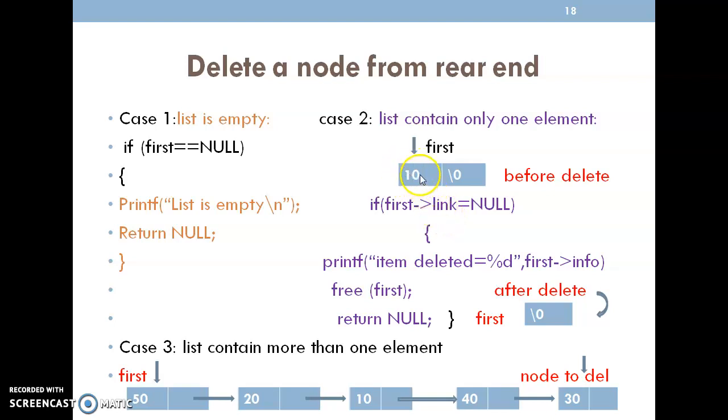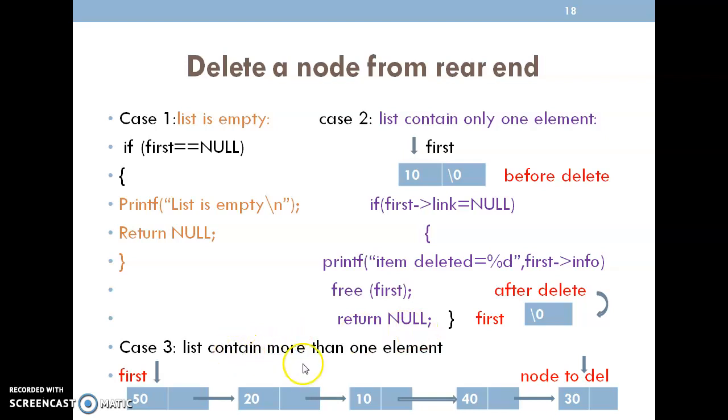Then delete this item from the first node. First pointer info that contains 10, delete it. Then free the first. This has been freed. This node has been deallocated. Then return null value, because if we delete this element, only null value is left. That is why I have to return null.